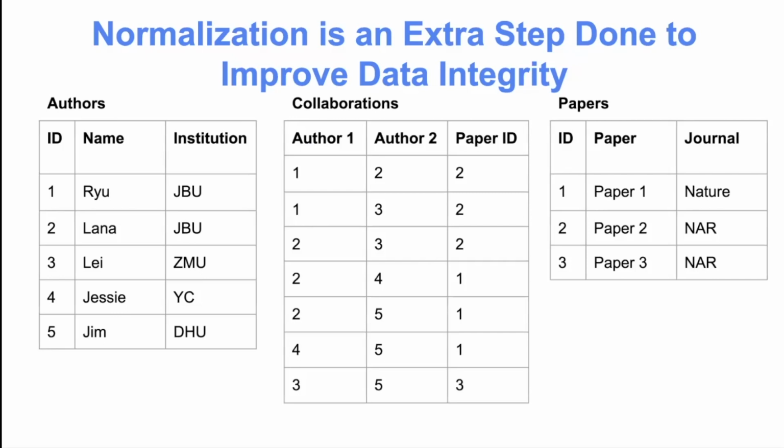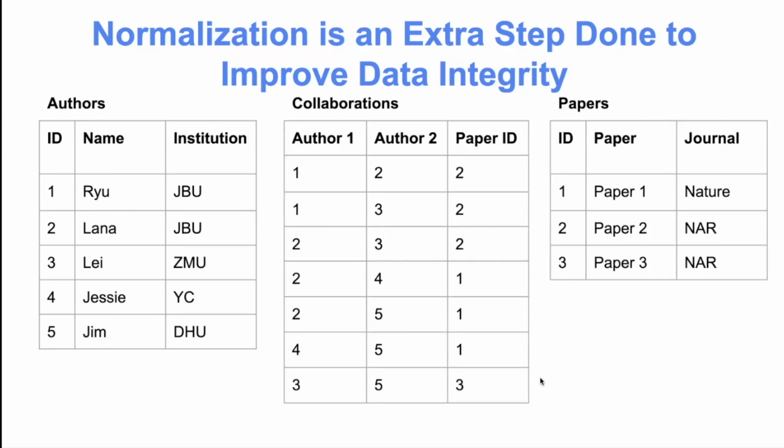So for example, here we define 3 tables, which is actually the same information as what we had previously. We have 3 tables: authors, collaborations, and papers. For the authors, we just list the authors, so we have the name and the institution, and we have this ID. For the papers, we have the paper and the journal, and then we have this ID.